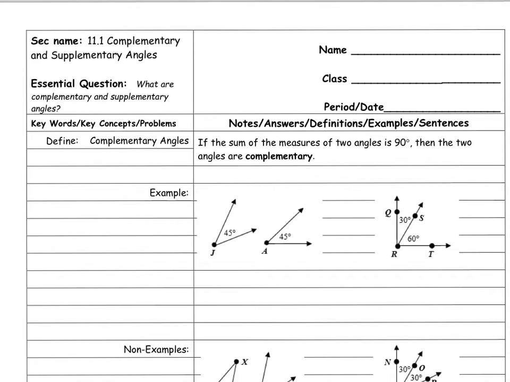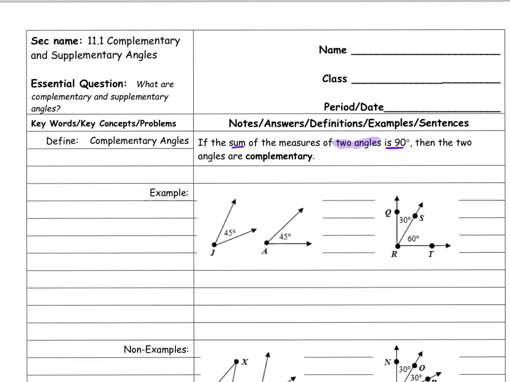A complementary angle is the sum of the measure of two angles. So I want to emphasize this. It says two angles is 90 degrees. So the sum means it adds, so the two angles have to add to be 90 degrees. Then the two angles are complementary.